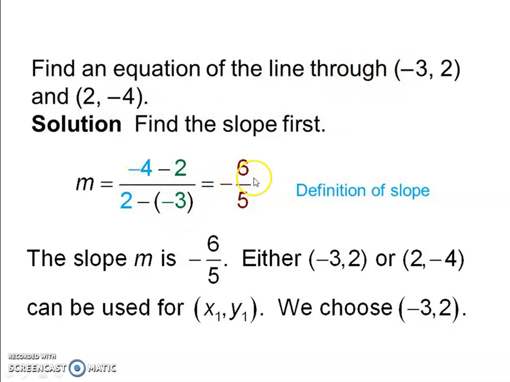Minus 4 minus 2 gives the value minus 6. 2 minus of minus 3 becomes 2 plus 3, which is 5. So the final answer is minus 6 upon 5. By the definition of slope, m is minus 6 upon 5. We can use either minus 3 comma 2 or 2 comma minus 4. We have to choose any point and consider the equation.